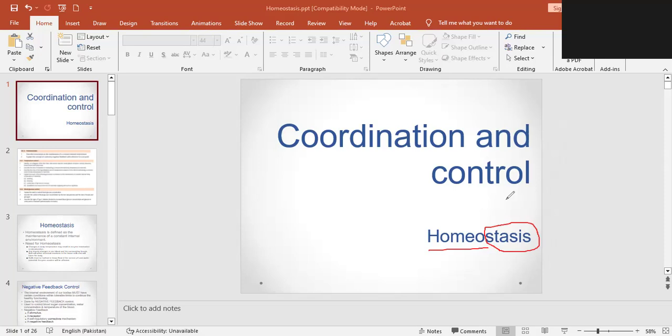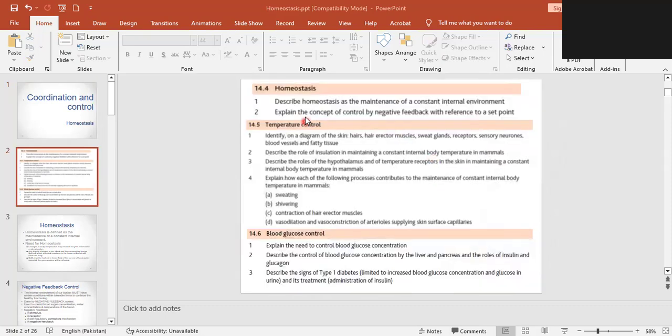Now let's go about this. What are the main important points you need to remember in this chapter? There are three subtopics. Number one is homeostasis, the definition of homeostasis. Number two, there's a mechanism of how we maintain it. If I'm saying that you need to maintain this thing, what precautions or what procedure will you take to keep that thing particularly maintained?